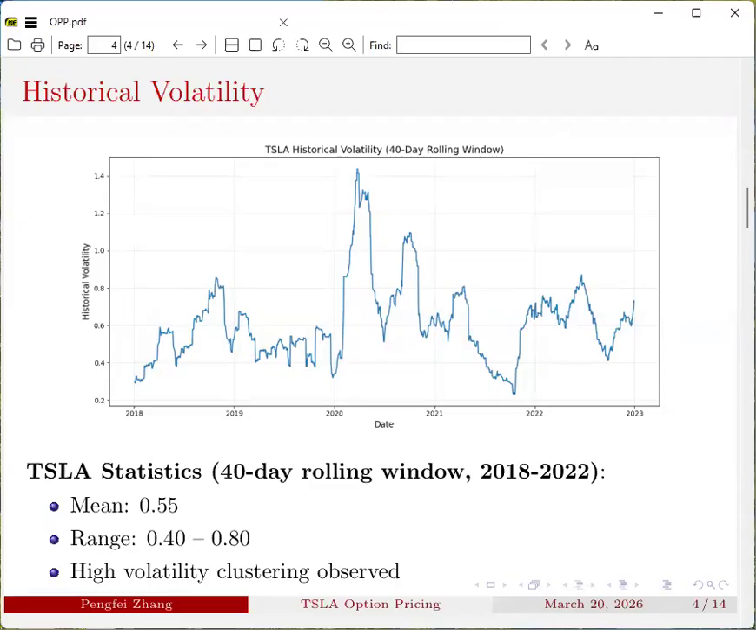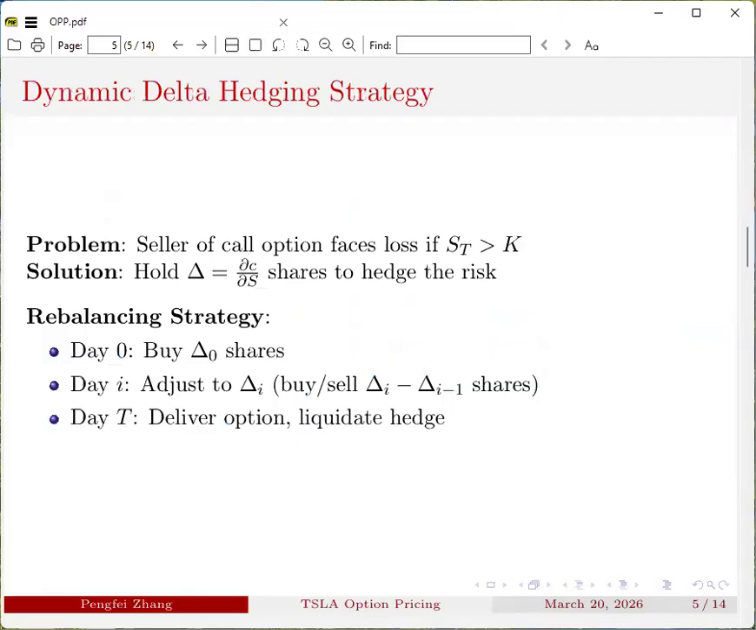To test the model, we examine the payout of call options under delta hedging. Delta hedging offsets the risk from changes in the spot price. As the spot price moves, both the option price and the delta change. This requires frequent rebalancing.